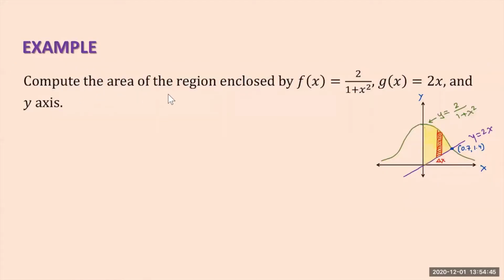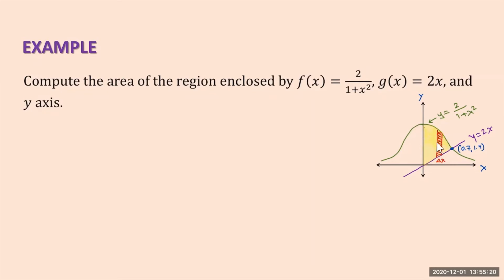Example, compute the area of the region enclosed by f of x equal to 2 over 1 plus x squared and g of x equal to 2x and the y-axis. So if we sketch the graph, the green one is the graph of the function y equal to 2 over 1 plus x squared. This one in purple is the graph of the function y equal to 2x. And we need to find the area enclosed by these two functions and y-axis. So the area shown here in yellow is the region we want to calculate.